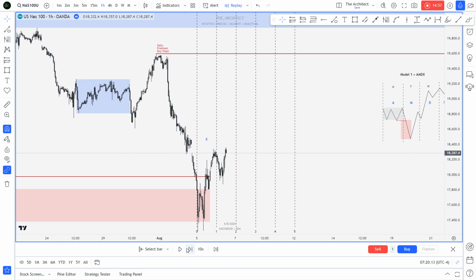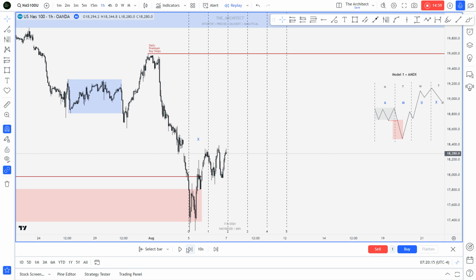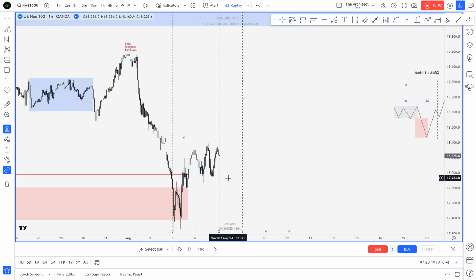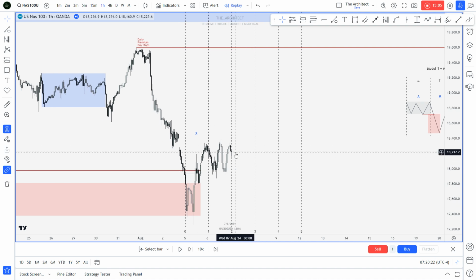Wait for Tuesday to play out. Tuesday has played out. Ask yourself the question, what type of price action does this look like? Does it look like this trend-like type of price action, or does it look accumulative in nature? Which one of the two is it? If your answer is this one, then you're right.